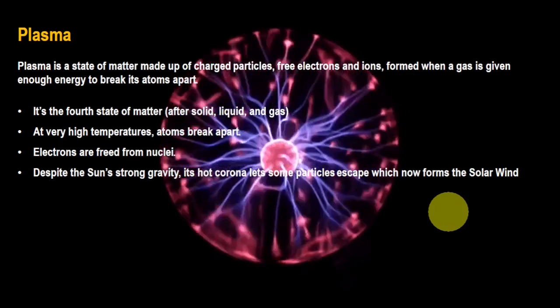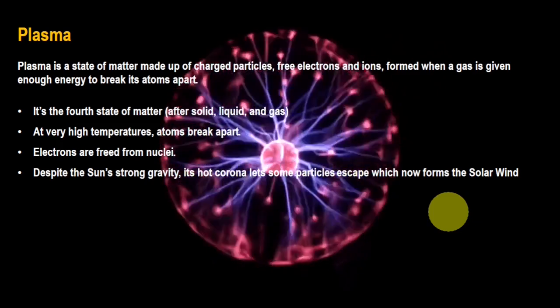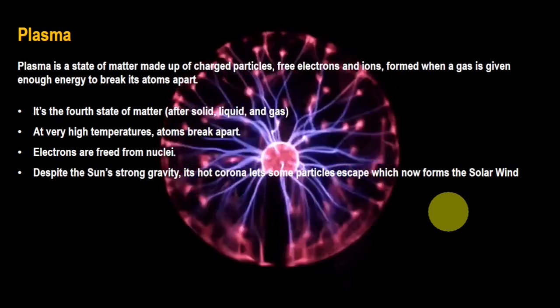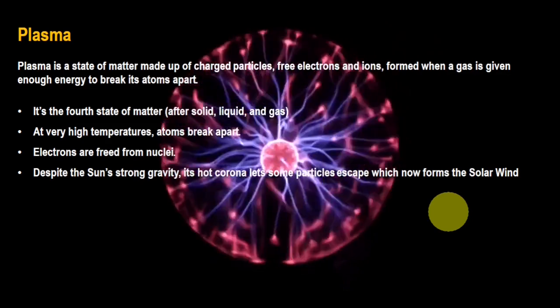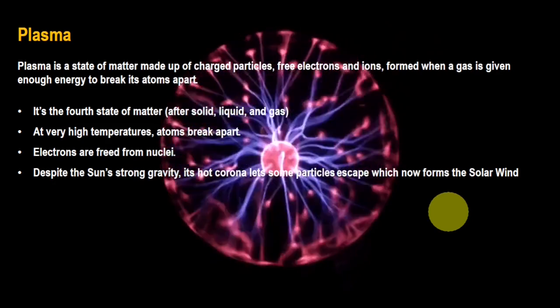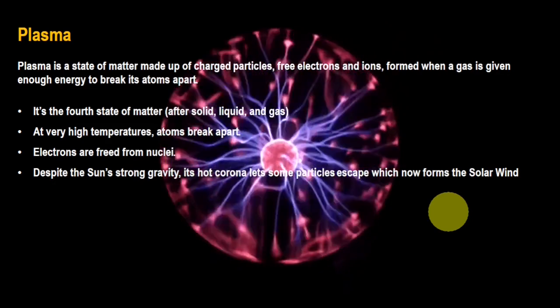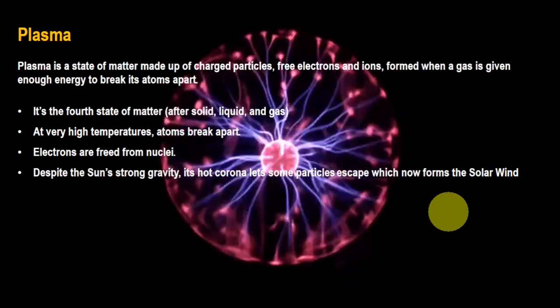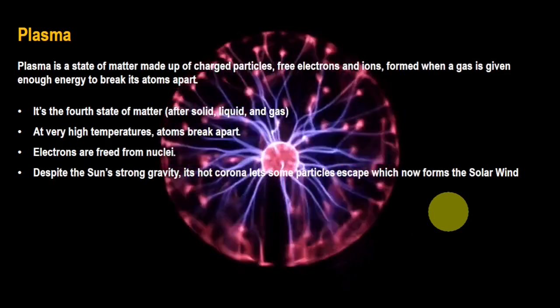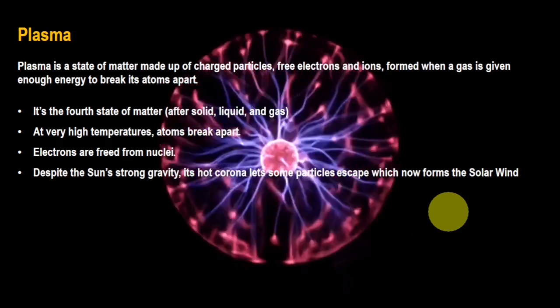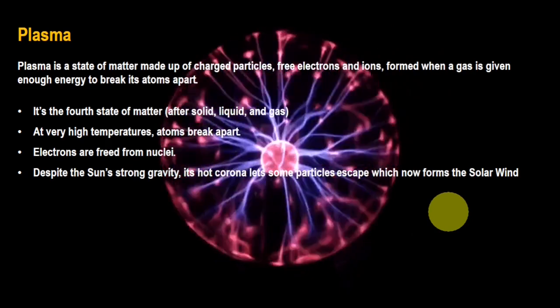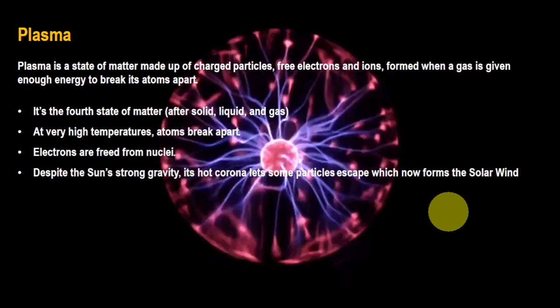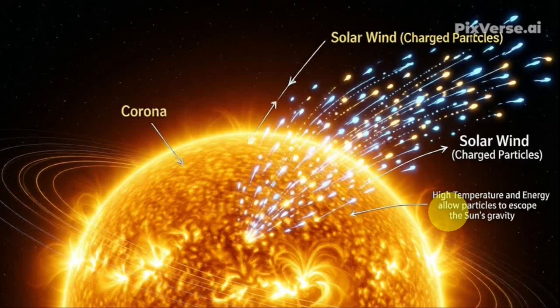Remember, we say air and we say wind. What is the difference between air and wind? Air is just a mixture of gases, right? But wind is air in motion. So when these charged particles are exiting the surface of the sun, they become a solar wind.